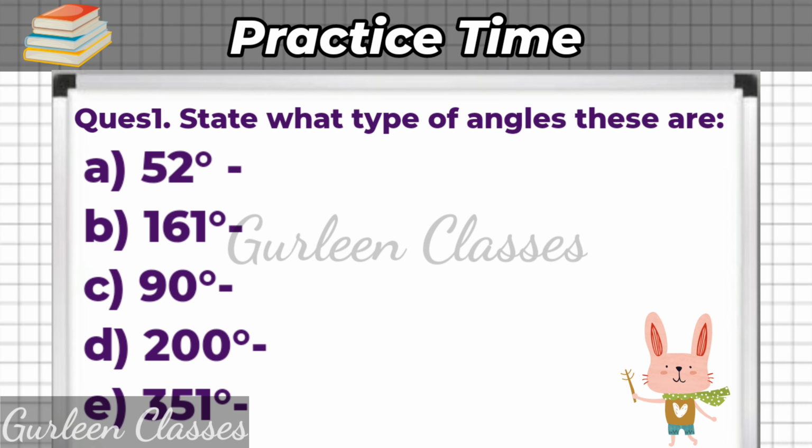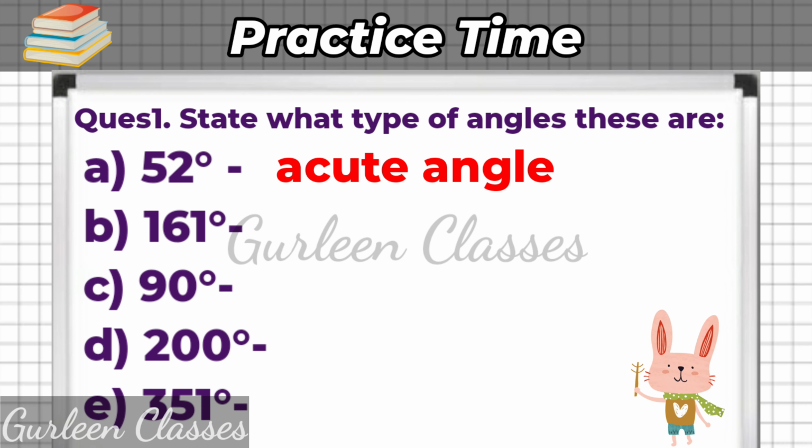Now practice time. Question number 1. State what type of angles these are. A part, 52 degree. So it is less than 90 degree. So what type of angle is it? Acute angle. So write. B part, 161 degree. So it is more than 90 degree but less than 180 degree.